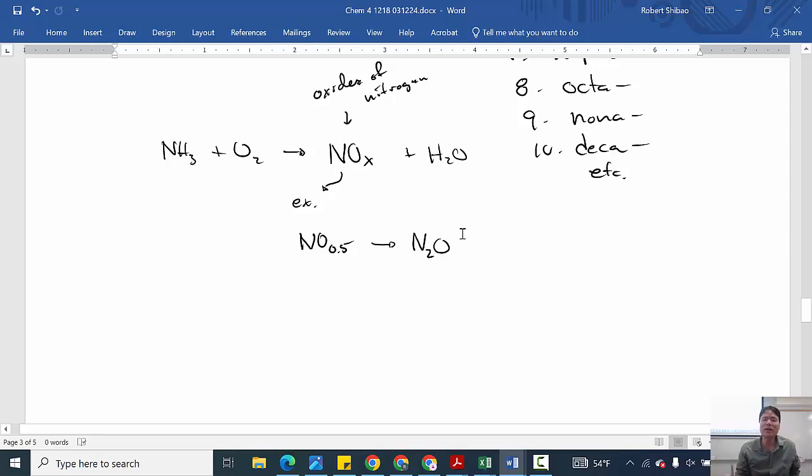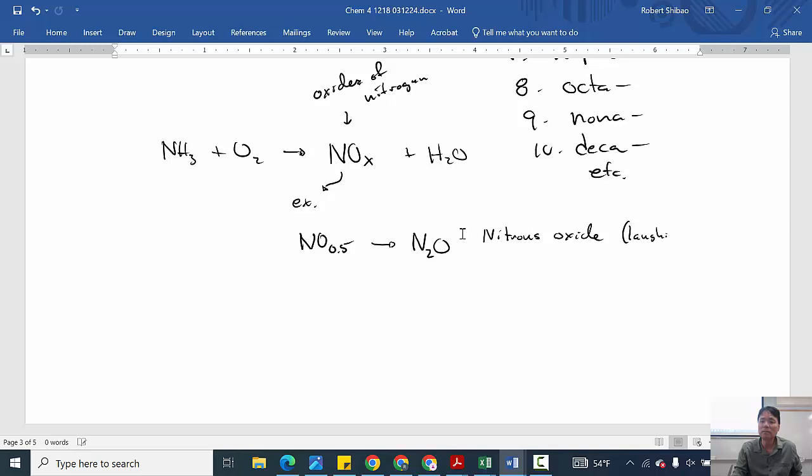If it were ammonia and they formed this, do you know what this is called? This is probably better known by its common name. The common name for this is nitrous oxide. Actually, it has other common names. Nitrous oxide is best known as laughing gas. So can you imagine that?